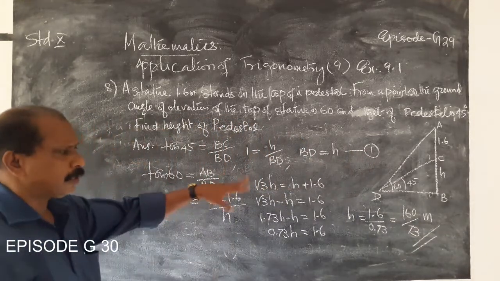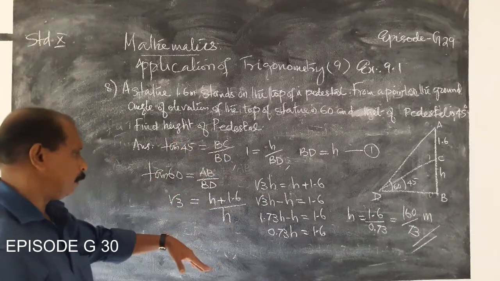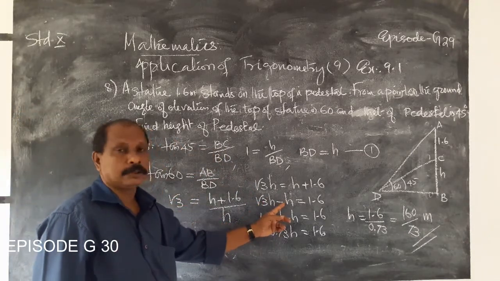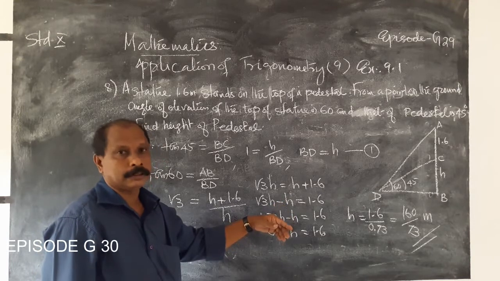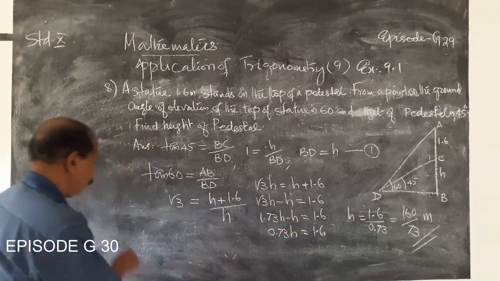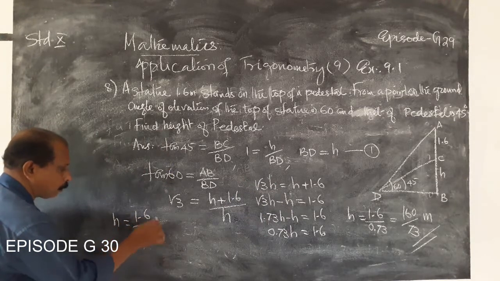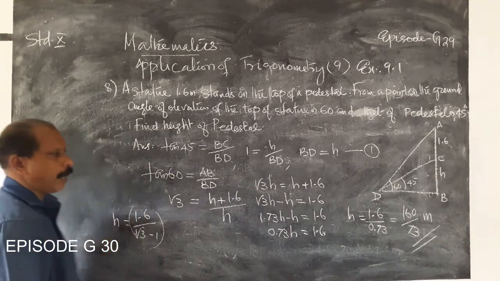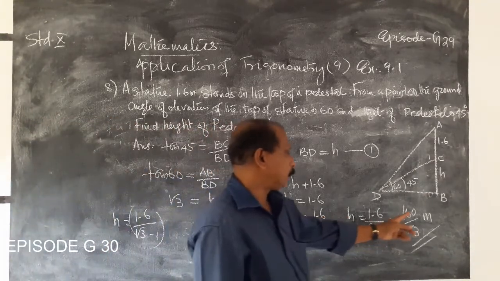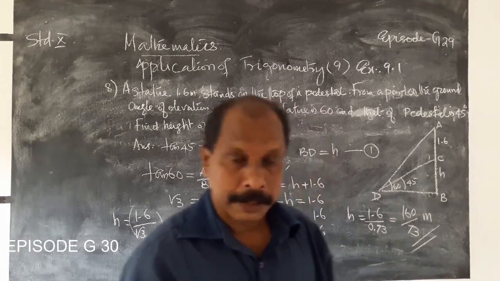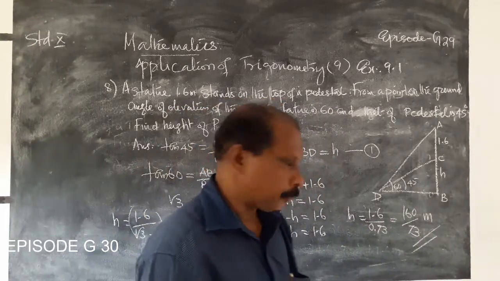Clear? That is height as 160 by 73, or we can divide. Otherwise, that is root 3 minus 1 by 1.6. Therefore, it is also H is equal to 1.6 by root 3 minus 1. It is also the same. Therefore, the answer is H is equal to 160 by 73 meter. That is the height of the pedestal. That is the next question.